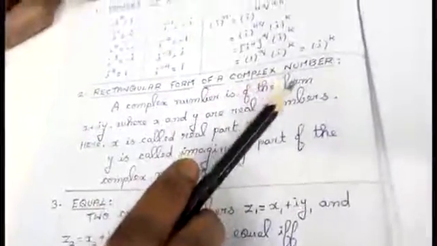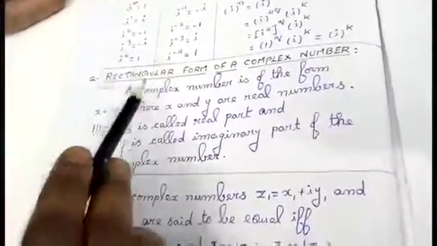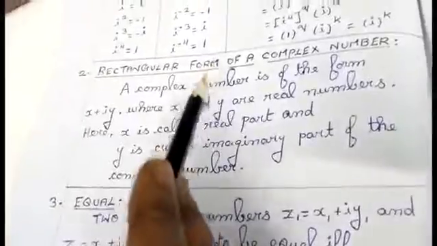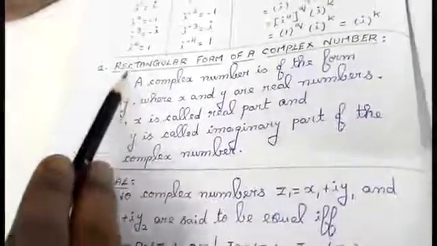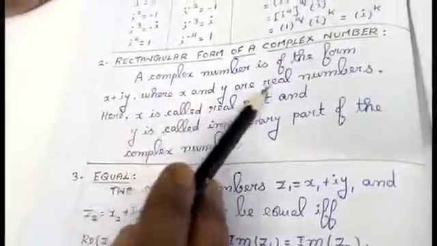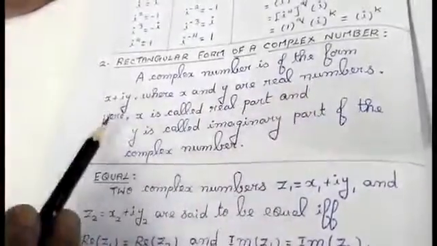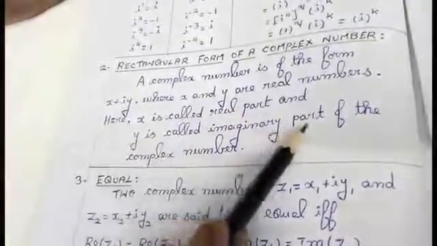Coming to the rectangular form of a complex number. In your question, if they ask you to write in the rectangular form or find the value in rectangular form, this is the procedure. A complex number is of the form x plus iy. The meaning of rectangular form is x plus iy, where x and y are real numbers. Here x is the real part and y is the imaginary part of the complex number.